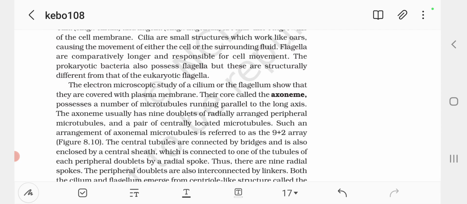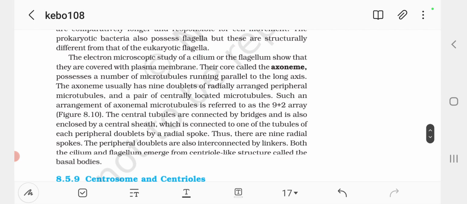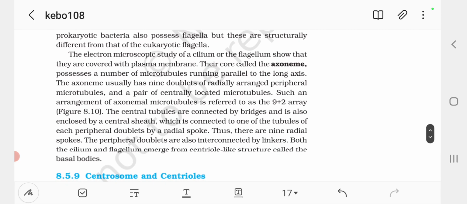Flagella are comparatively longer and responsible for cell movement. The prokaryotic bacteria also possess flagella, but these are structurally different from that of eukaryotic flagella. The electron microscopic study of cilium or the flagellum shows that they are covered with a plasma membrane.